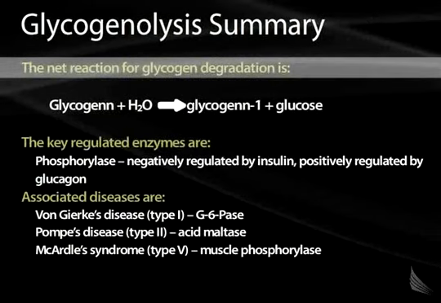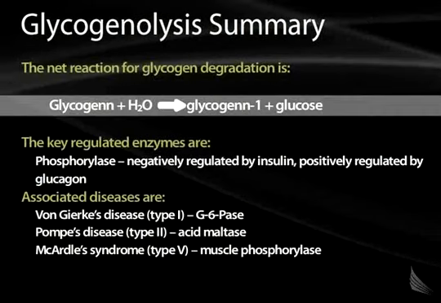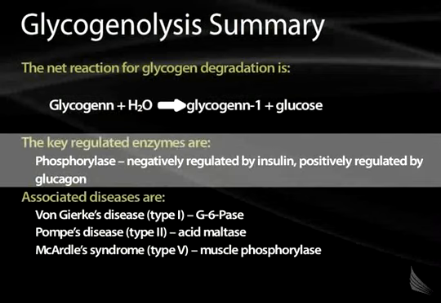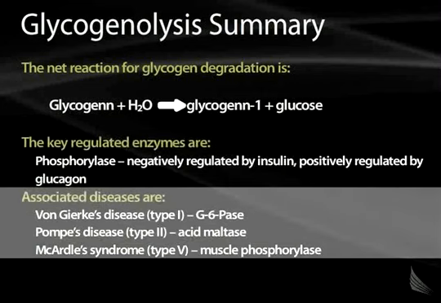The net reaction for glycogen degradation is glycogen with N number of glucoses plus water is broken down to glycogen with N minus 1 plus glucose. The key regulated enzyme is glycogen phosphorylase, which is negatively regulated by insulin and positively regulated by glucagon. The associated diseases are the glycogen storage diseases, which we described. Von Gierke's disease, type 1, which is a defect in glucose 6-phosphatase. Type 2 glycogen storage disease, or Pompe's disease, which is a defect in acid maltase. And McArdle syndrome, type 5, which is a defect in muscle glycogen phosphorylase. This concludes the section on glycogen metabolism.